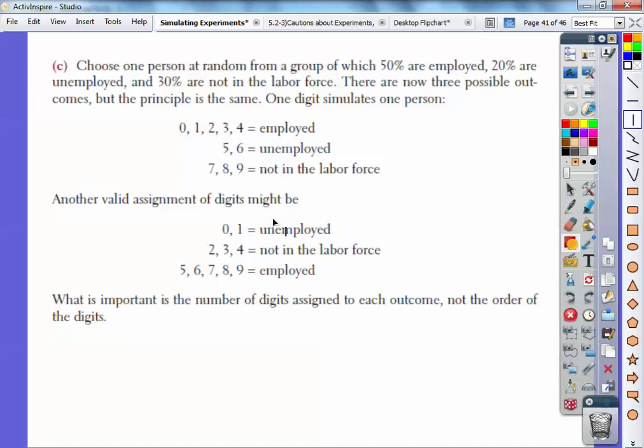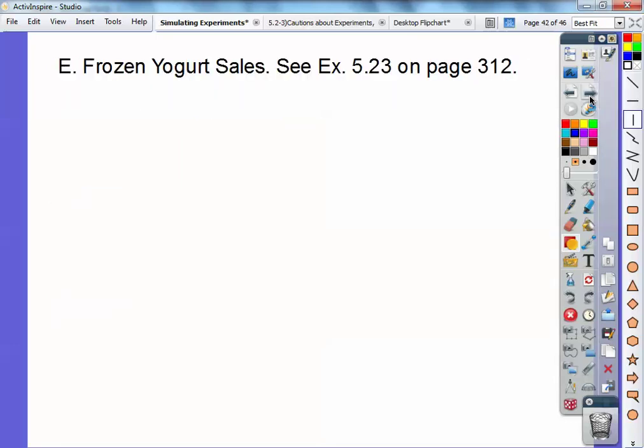Another valid assignment might be something like this. You just flip them upside down. What's important is the number of digits you assign to each outcome, so that they represent the correct percentages.